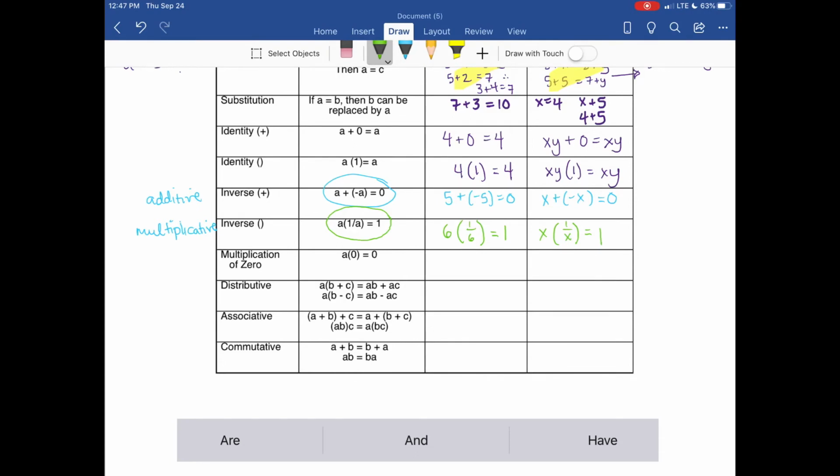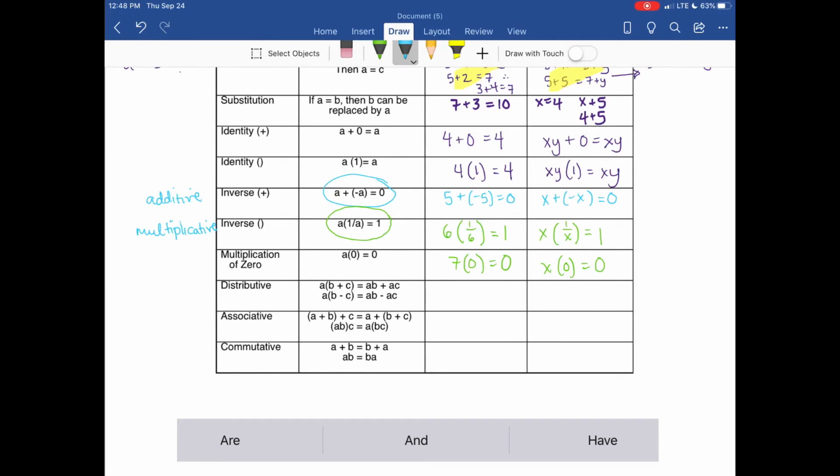Now, multiplication by 0 should be intuitive to you. A times 0 is 0. So if I take some number 7 and I multiply it by 0, it's 0. If I take any real number x and multiply it by 0, it's 0. Nice. So now we've got 3 properties left.